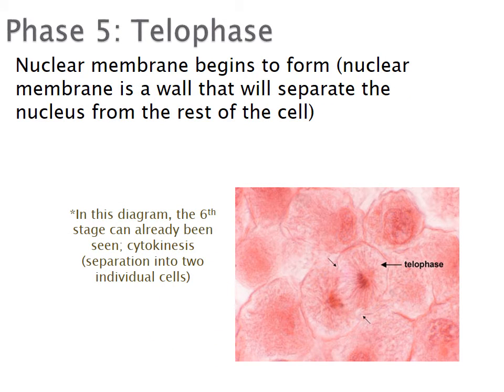In phase 5, called telophase, the nuclear membrane begins to form. The nuclear membrane is the wall that will separate the nucleus from the rest of the cell.